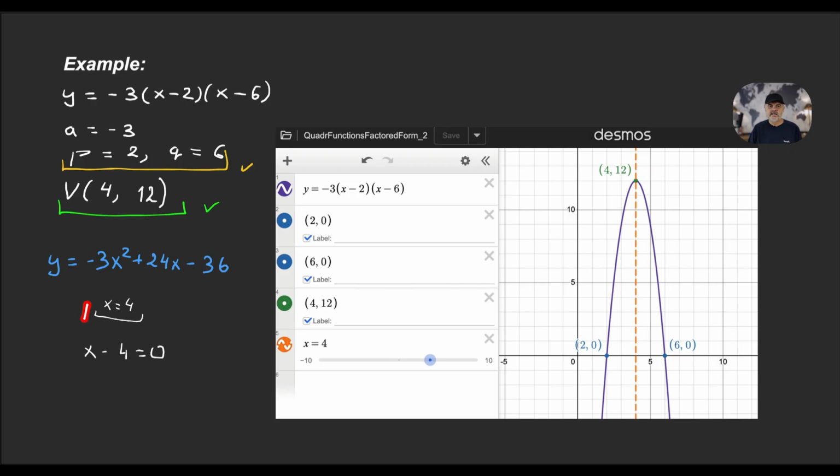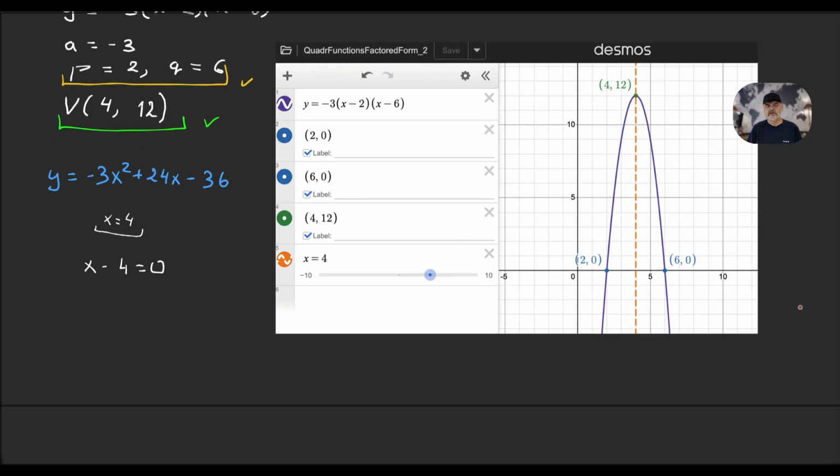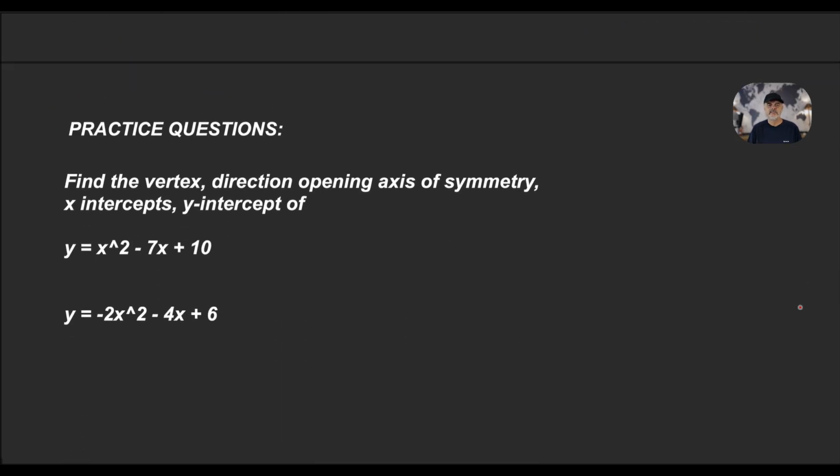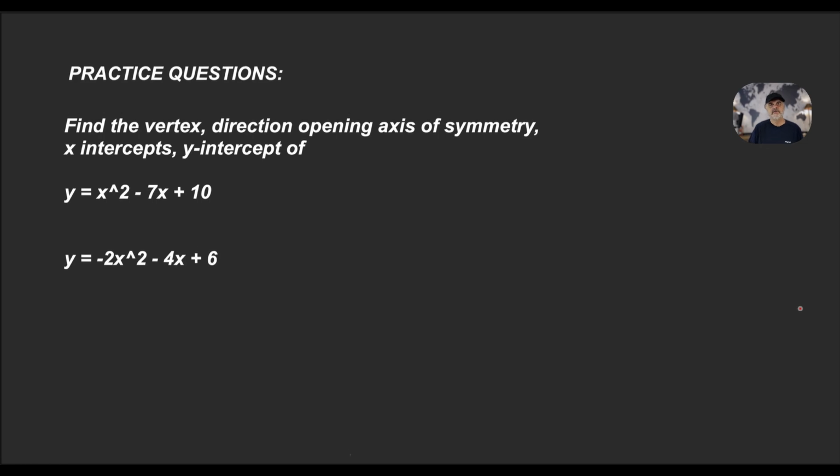And then the equation of the axis of symmetry, you can write it as x is equal to 4, or you can use the standard equation of a line, x minus 4 is equal to 0. So hopefully this video now gave you a better understanding of why and how the factored form of a quadratic function works, and practice questions solidify your learning.